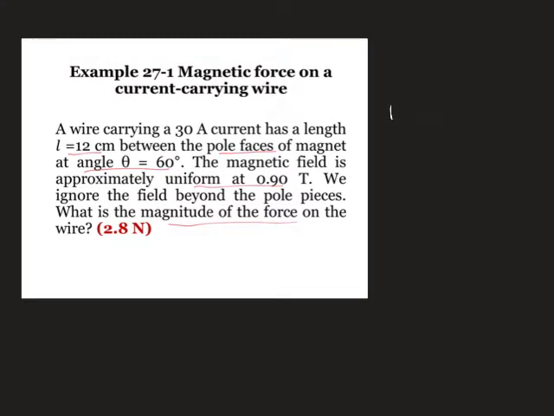So F equals BIL sine theta. B is 0.90 Tesla, the current is 30 ampere, the length is 0.12 m, and the angle is sine 60 degrees. So you get your answer of 2.81 Newton. Okay, let's proceed to the next one.